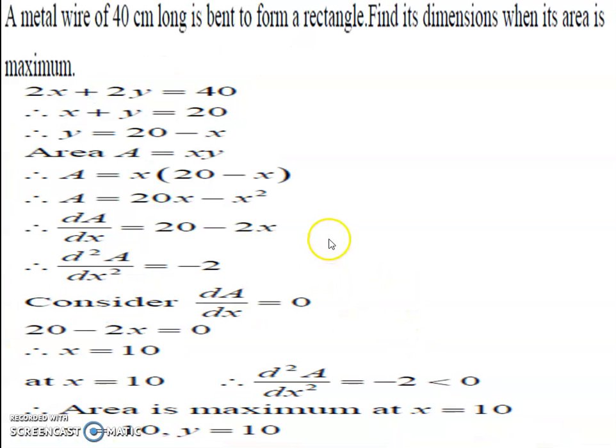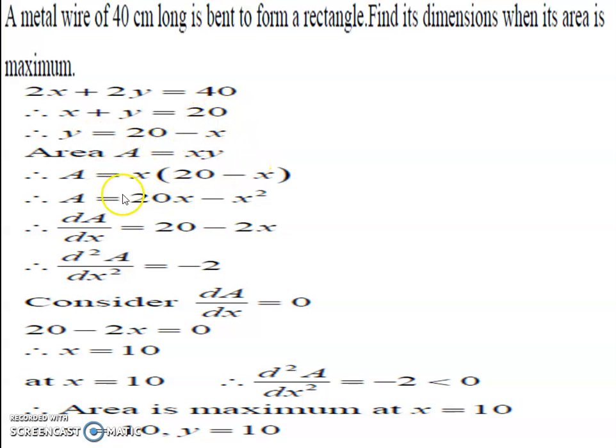A metal wire of 40 cm long is bent to form a rectangle. Find its dimensions when its area is maximum. We have 2x plus 2y is equal to 40. Why? Because the metal wire is bent, so the perimeter is 2 times length and 2 times width, which is 40. So x plus y is equal to 20, y is equal to 20 minus x.